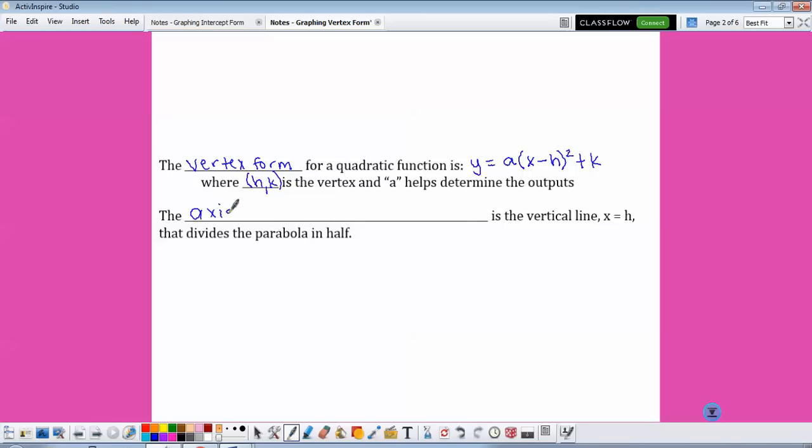The axis of symmetry is the vertical line x equals h. It'll always be x equals, and it will always be whatever number h is. That divides the parabola in half, and a parabola is just the formal name for the shape of a quadratic, the U shape that it makes.